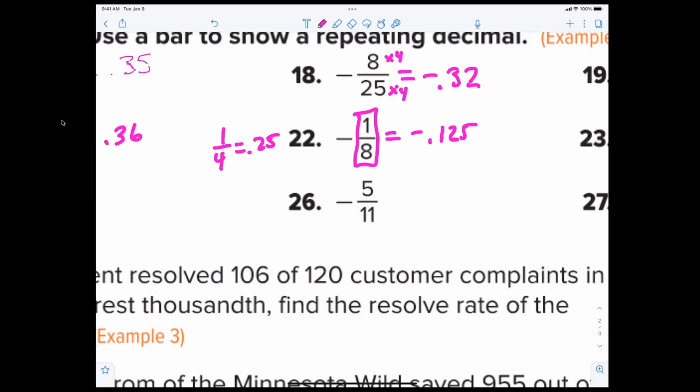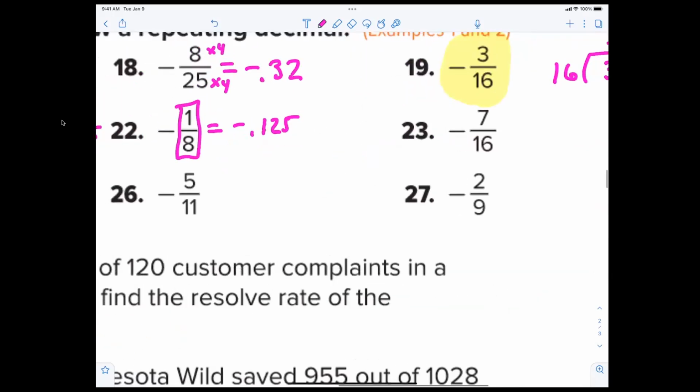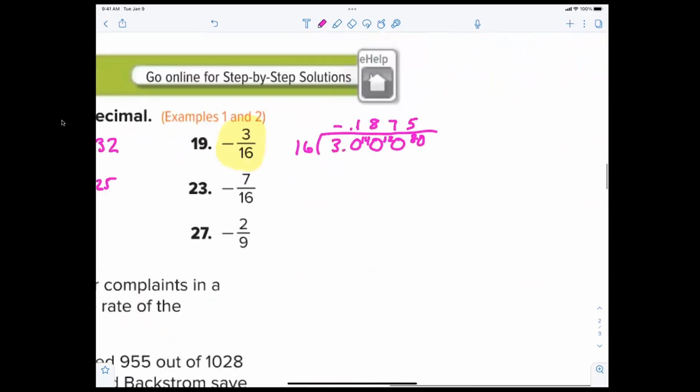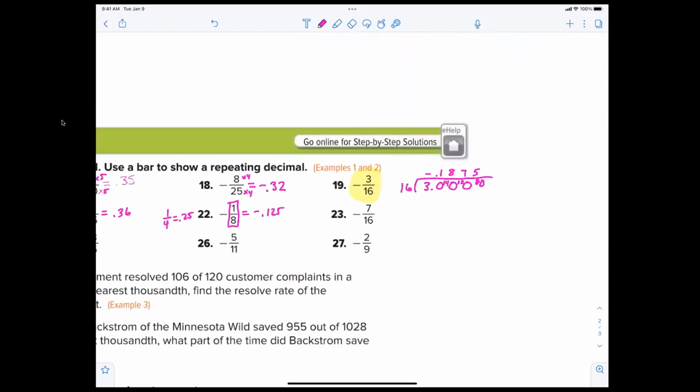All right, here we go. Oh man. 7 over 16. All right, who doesn't know how to do 7 divided by 16? Anybody? You don't know how to do it? I mean, it's not for you to do. I'm still going to make Jay do it.